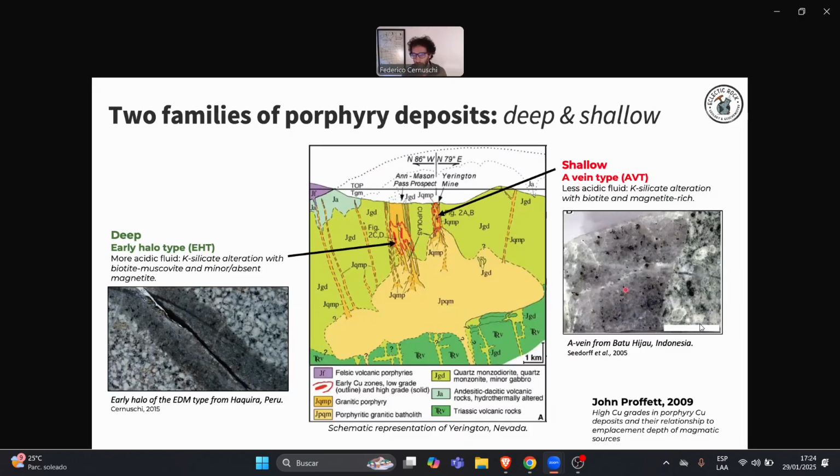And this is a picture from Batu Hijau in Indonesia, which is also an A vein type porphyry, and you see the sugary texture, disseminated sulfide relationship with K silicate alteration, and they're biotite rich and magnetite rich.